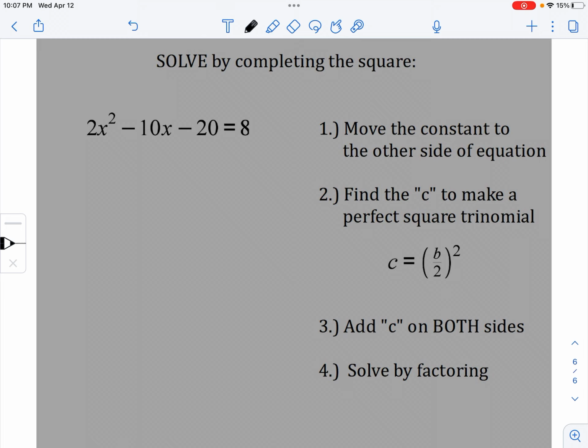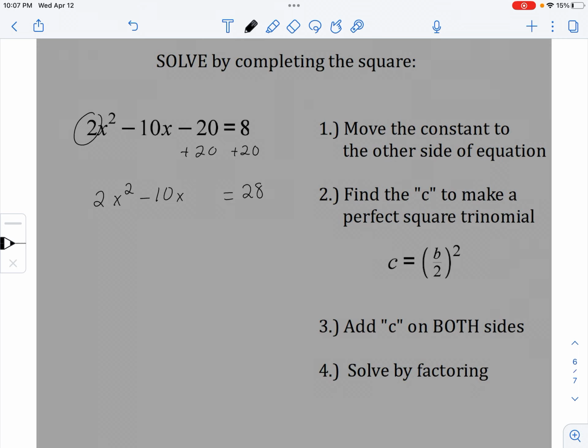This last one, you'll notice our a value here is no longer a 1, so we have to get rid of that first going through here. So move the constant to the other side of the equation. Okay, so we want to add 20 to both sides. This is going to give us 2x squared minus 10x is equal to 28.